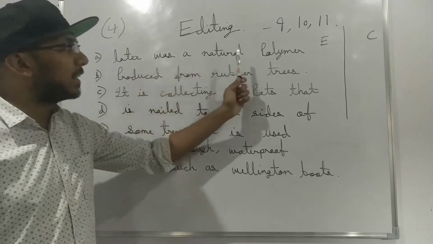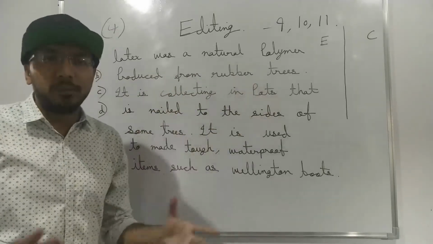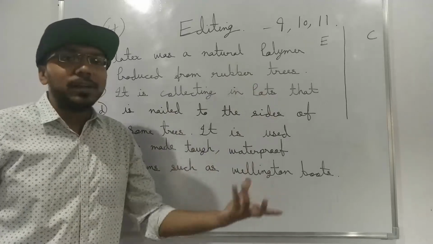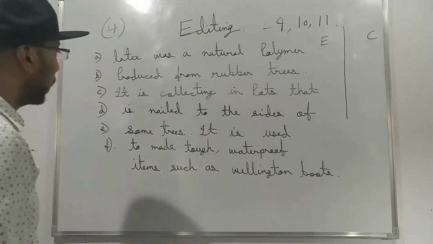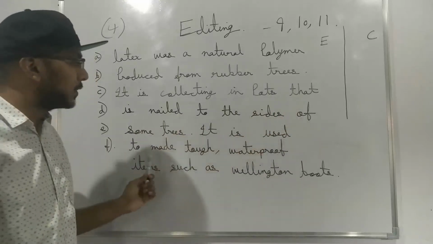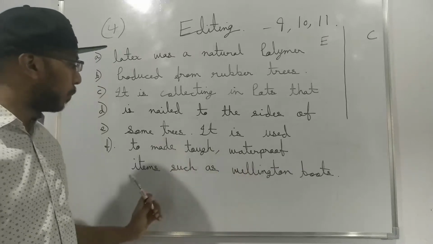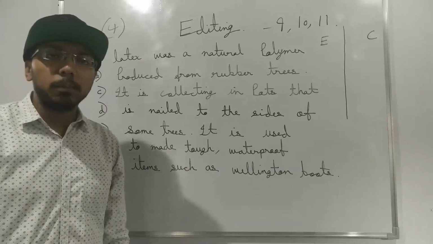Latex was a natural polymer produced from rubber trees. Obviously, if it is natural, it is produced from natural things like trees. It is collecting in pots that is nailed to the sides of some trees. It is used to make tough waterproof items such as Wellington boot.